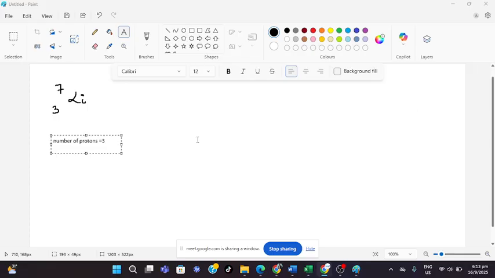Alright, so the number of protons is going to be 3. The number of electrons is going to be equal to 3, and our number of neutrons is going to be equal to 7 minus 3, and we're going to end up with 4.